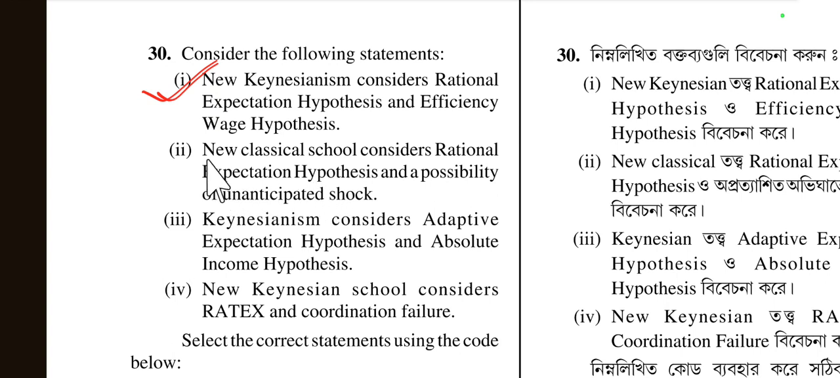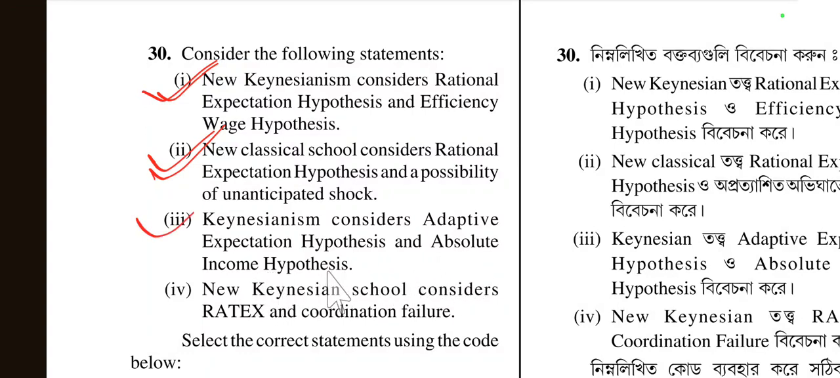Then come to the second option: the new classical school considers the rational expectation hypothesis and the possibility of unanticipated shocks. This is also correct because the new classical school relies on rational expectations and acknowledges the possibility of unanticipated shocks, which can cause short-term deviation from equilibrium. So this is also correct. Then the third one is Keynesianism considers the adaptive expectation hypothesis and the absolute income hypothesis.